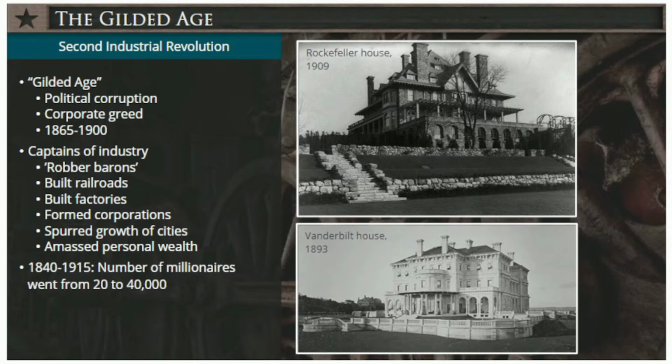Between 1840 and 1915 alone, the number of millionaires in America went from 20 to 40,000. These innovative, bold, shrewd, but often ruthless and dishonest businessmen used their leadership, money, and power to transform America. Their accomplishments were a crucial factor in spurring a huge economic transformation across America.